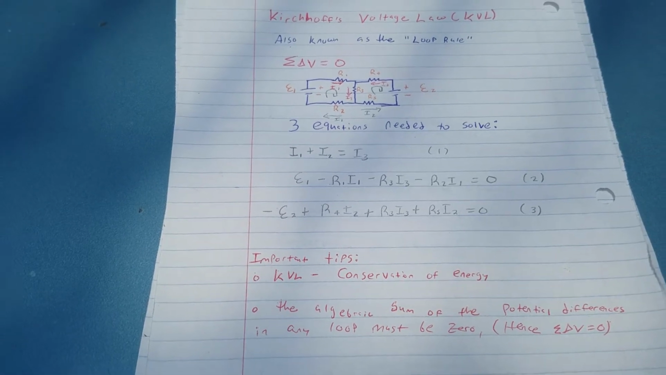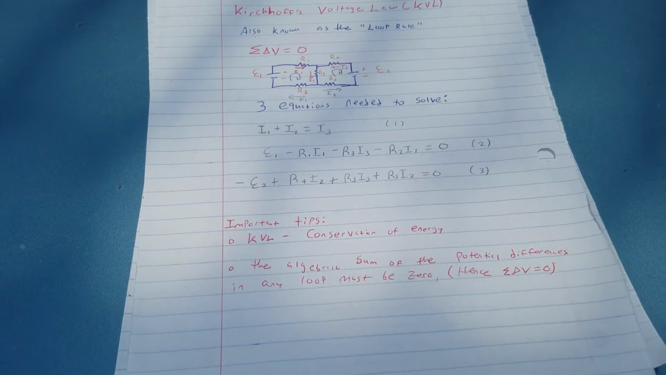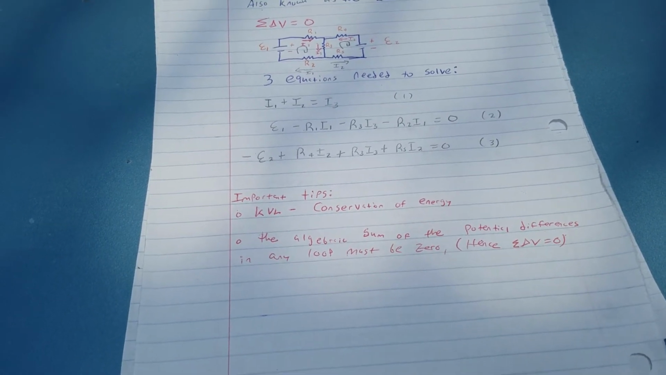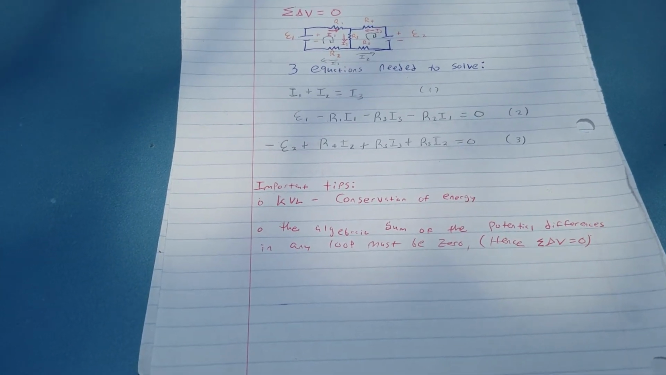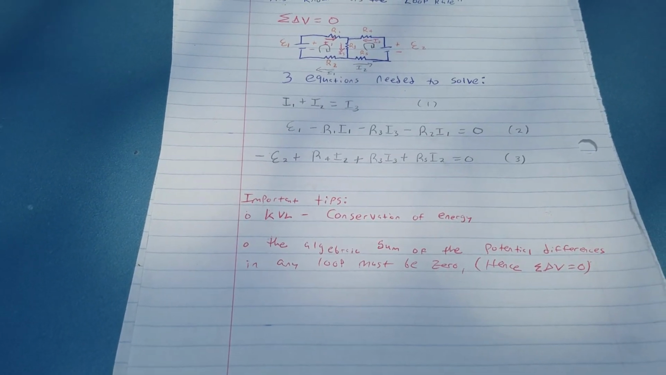So what is important to remember for Kirchhoff's voltage law is that it's for conservation of energy, and the algebraic sum of the potential differences in any loop must be equal to 0, hence the voltage is equal to 0.